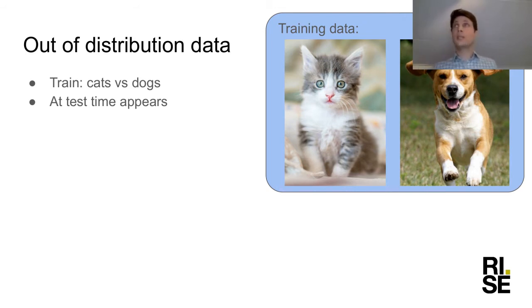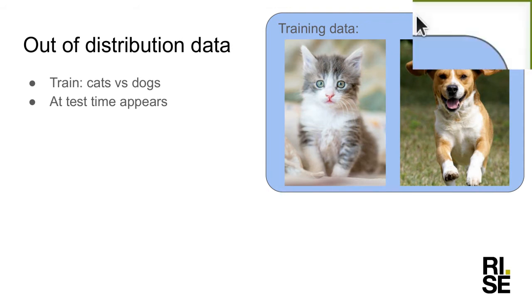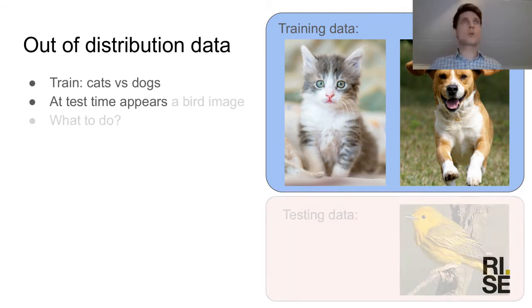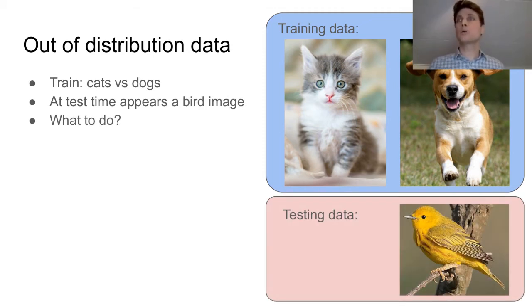Okay, so imagine now that we are training a classifier to distinguish between cats and dogs. It's trained typically on these kinds of images. We see that cats have pointed ears and dogs look happy, I suppose. So what happens now if someone gives this model something else? A bird, for example, a yellow warbler. What should our model do? What do we want it to do?